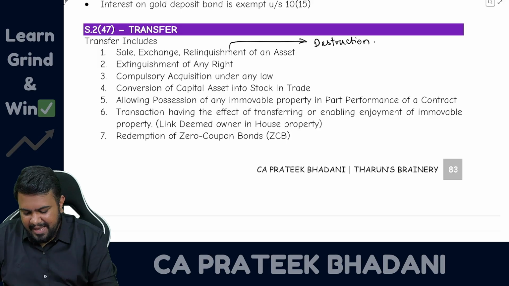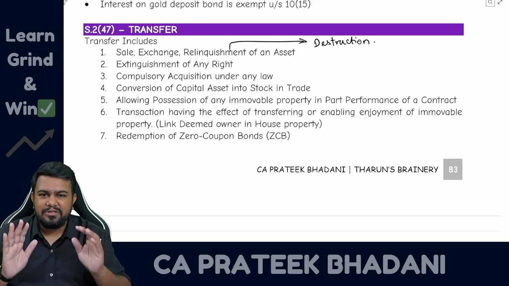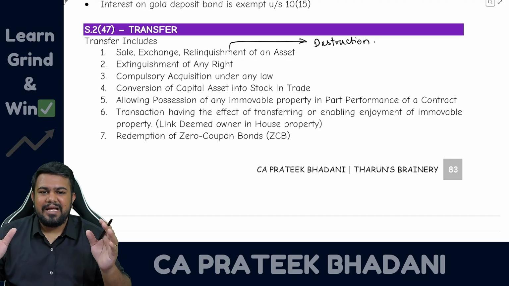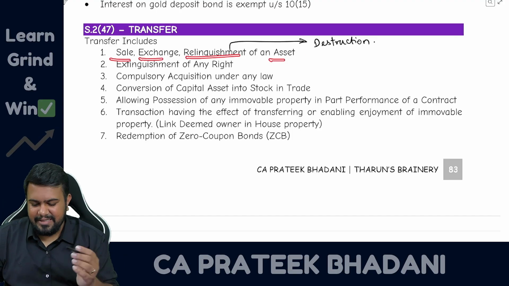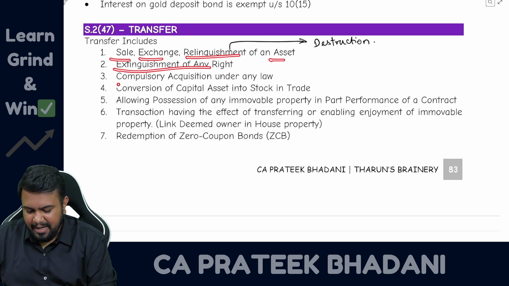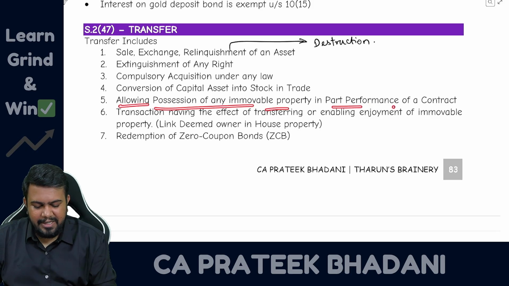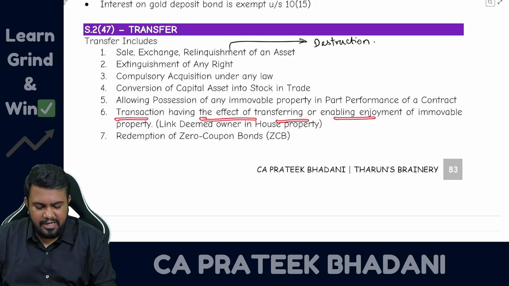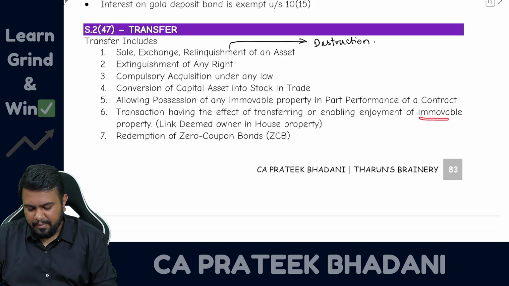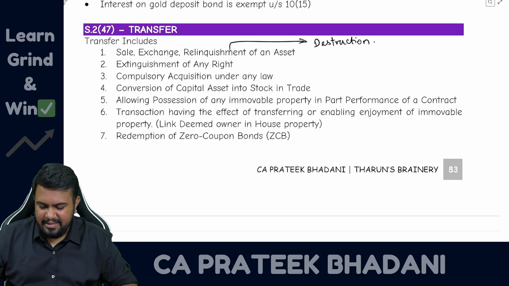You get my point? And then lastly, redemption of zero coupon bonds. So redemption of zero coupon bonds is also considered as transfer. So what is transfer? Once again, very important. Sale, exchange, relinquishment of any asset, extinguishment of any right, compulsory acquisition under any law, conversion of capital asset into stock in trade, then allowing the possession of an immovable property in part performance of a contract, then transaction having the effect of transferring or enabling the enjoyment of an immovable property, and lastly, redemption of zero coupon bonds. So all these are considered as transfer.